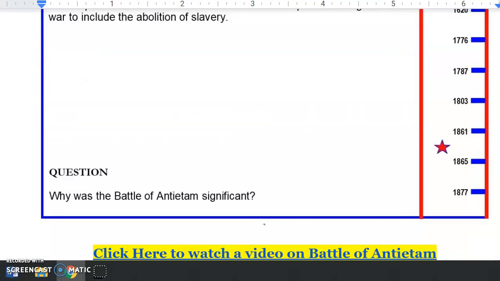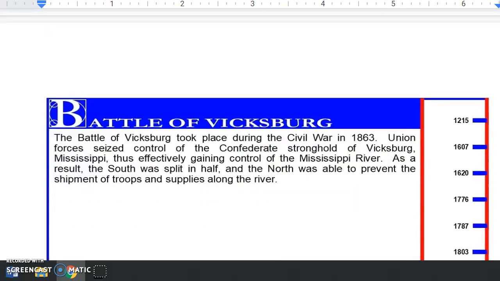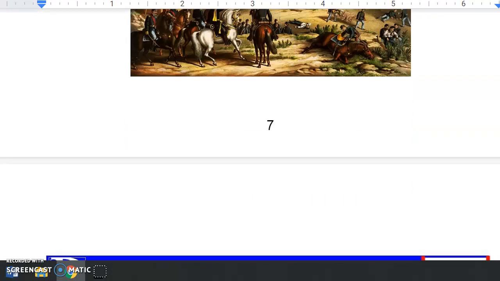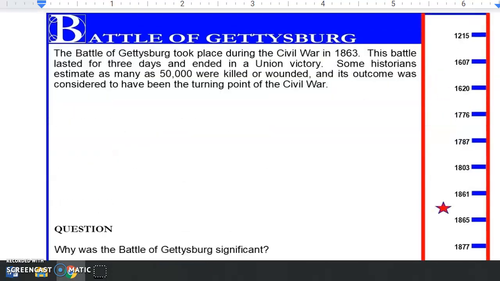Battle of Antietam, let's see, Battle of Vicksburg, Battle of Gettysburg. Also, here is where Lincoln is going to give his Gettysburg Address. A lot of people get this, the speech of Gettysburg, mixed up with the Emancipation Proclamation. At Gettysburg, Lincoln is going to give a speech talking about how many lives are lost during the Civil War itself, and especially this battle. This is one of the biggest battles of the Civil War.